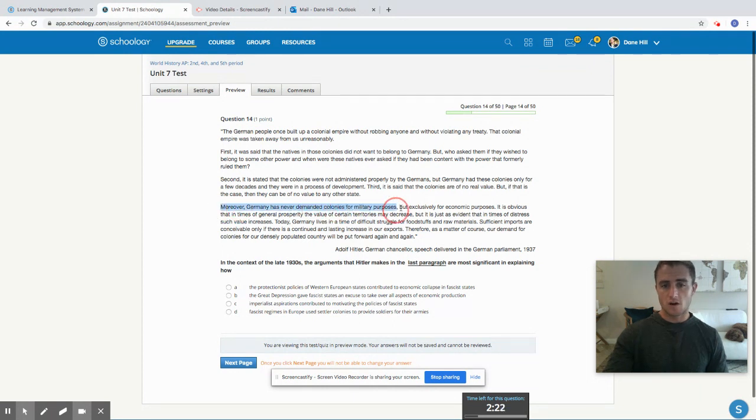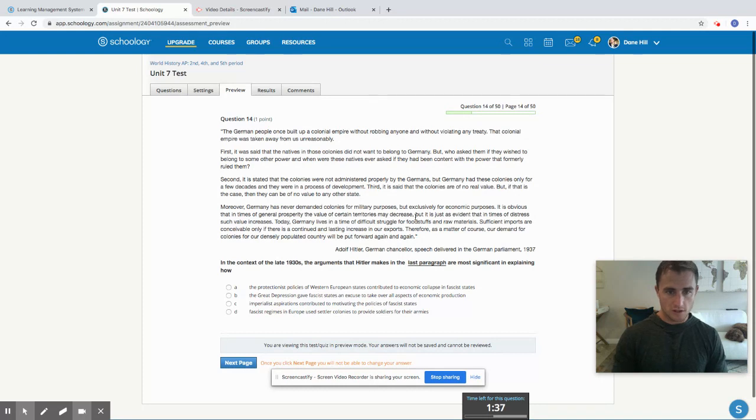Germany has never demanded colonies for military purposes, but exclusively for economic purposes. It is obvious that in times of general prosperity that the value of certain territories may decrease, but it is just as evident that in times of distress, such values increase. Today, Germany lives in a time of difficult struggle for foodstuffs and raw materials. Sufficient imports are conceivable only if there is continued and lasting increase in our exports. Therefore, as a matter of course, our demand for colonies for our densely populated country will be put forward again and again. So Hitler's saying that economically colonies help everybody, including Germany, and that in a time of dire need like the Great Depression, as we are in 1937, that Germany needs to conquer some territories.